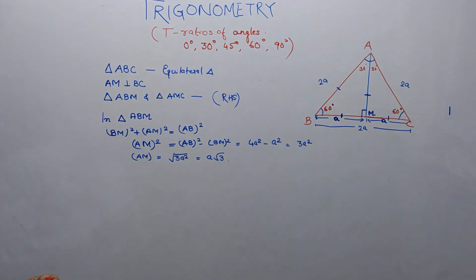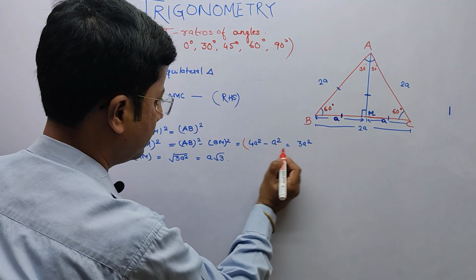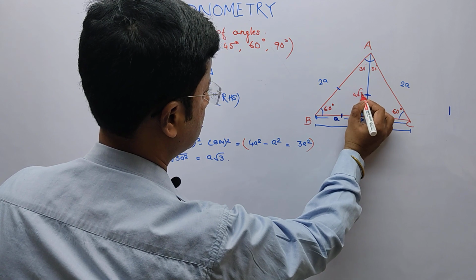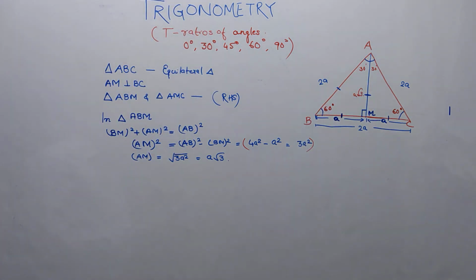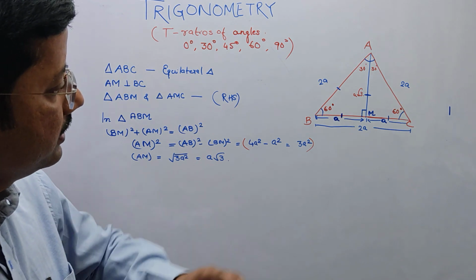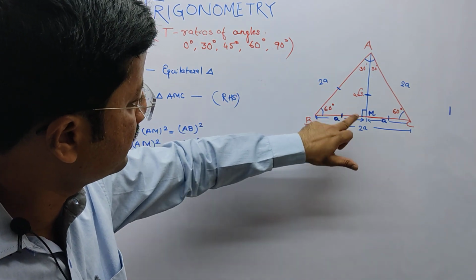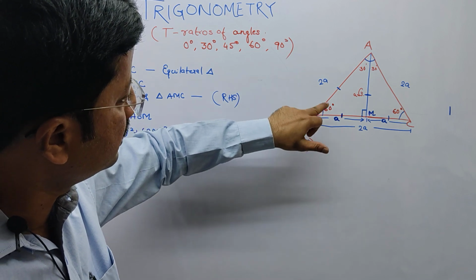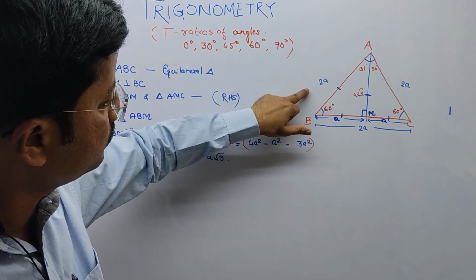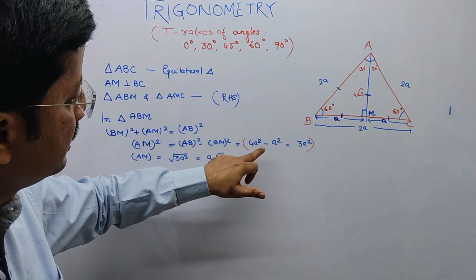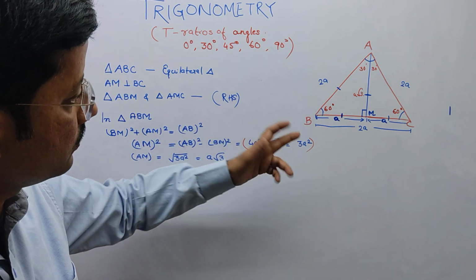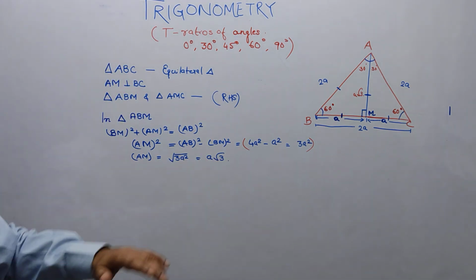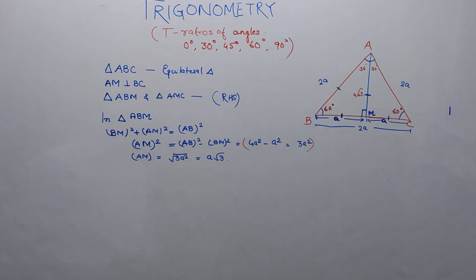Okay, so we don't need to be very calculative here. What we have done here, we have just found the value of this A root 3 by Pythagoras theorem. We have found the value of AM, that is AM square plus BM square equals to AB square. Therefore AM square equals to 4A square minus A square equals to 3A square. Then after that the simple calculation, and AM equals to A root 3. Now we will find out the values.